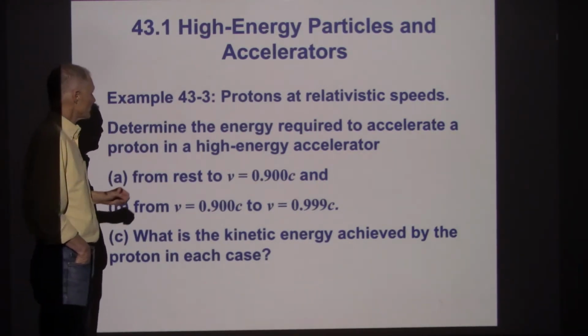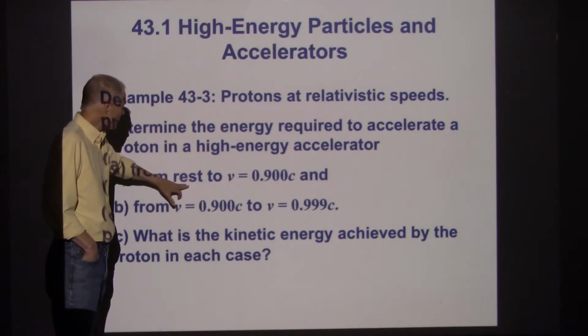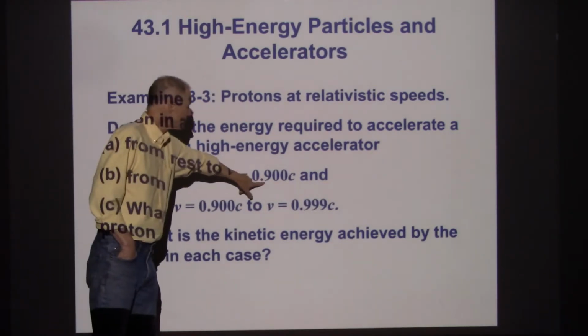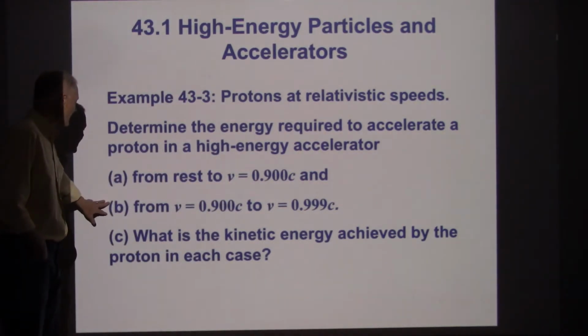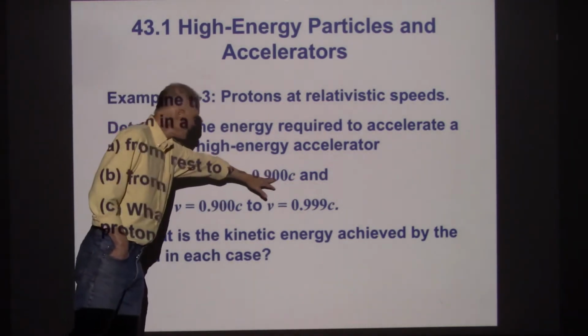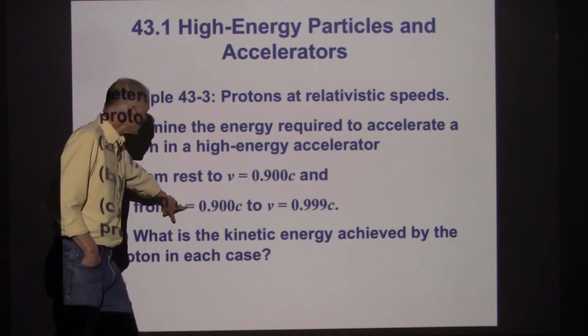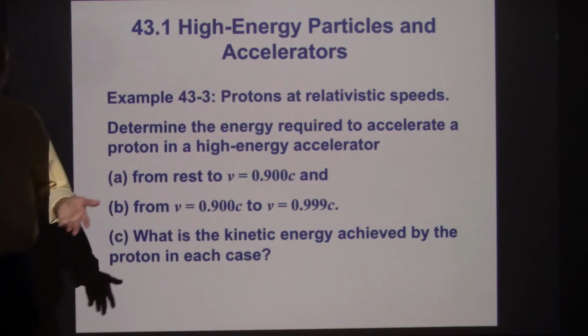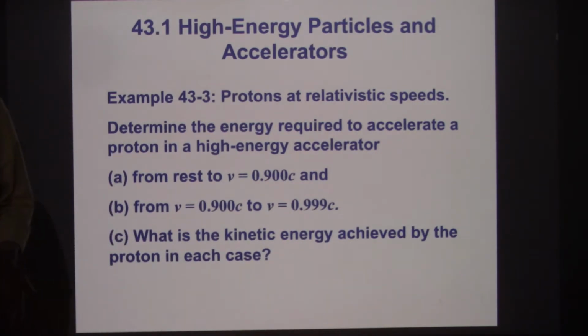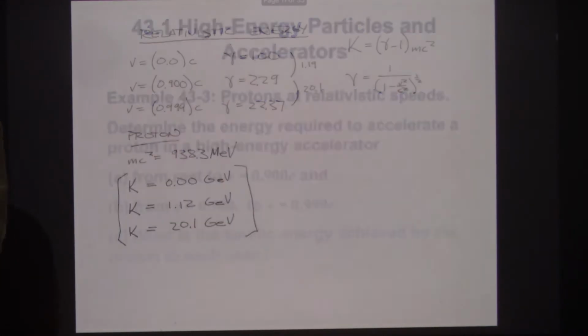How much energy does it take to take a proton starting at rest and bring it up to 90% of the speed of light? And then part B says, okay, once you've reached 90% of the speed of light, how much additional energy is going to be required to bring it up to 99.9%? Now, which number do you think is going to be bigger? Let's take a look and see.